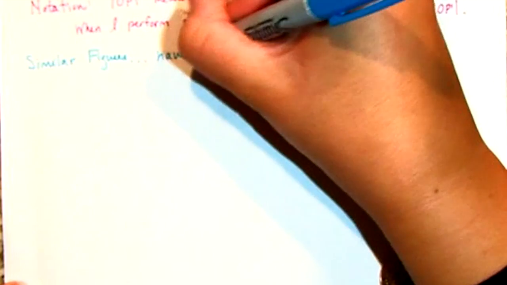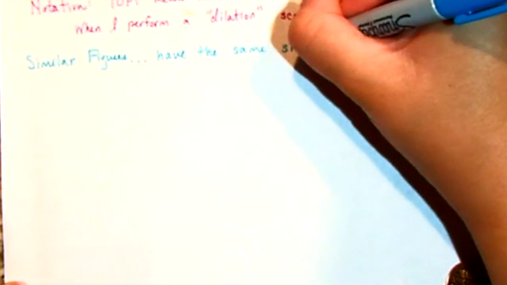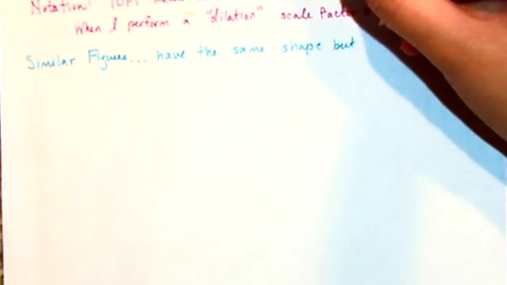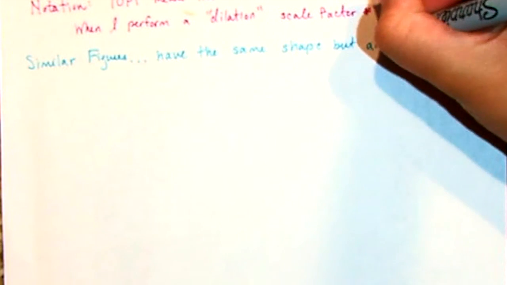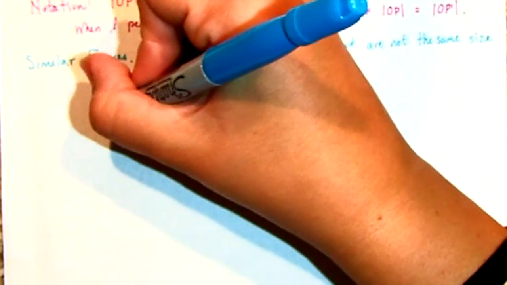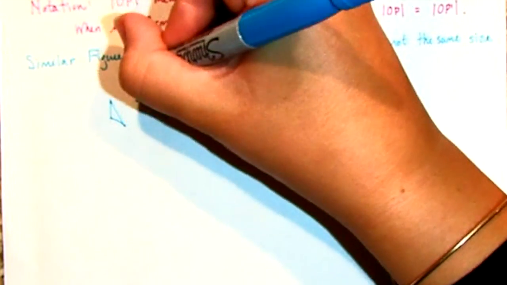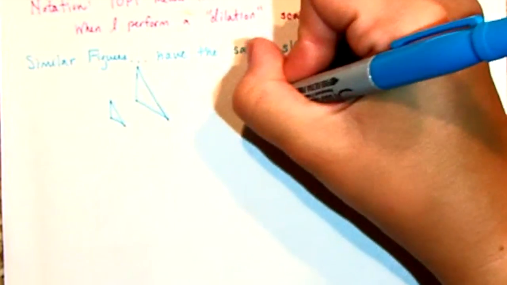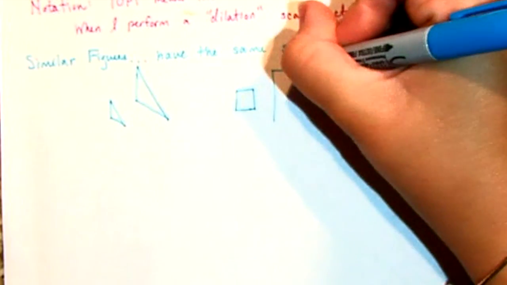So let's look at some similar figures, because similar figures, they have the same shape, but they're not necessarily the same size. And that's what we accomplish when we perform a dilation. We move one shape and we make it either grow or shrink. So that shape is going to be similar in shape, but not necessarily in size.